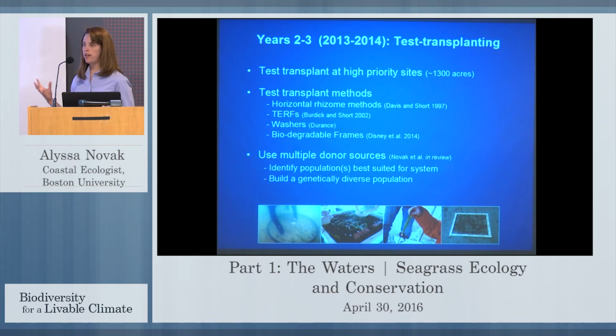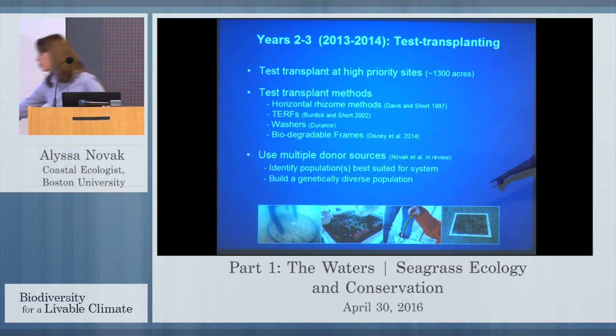Before putting in 3 acres or 5 acres, you would just want to take a few plants in a number of different locations and see whether or not they survive. So we started test transplanting at 24 sites within those 1,300 acres, and we used a variety of different methods. We used something called the horizontal rhizome method, which is pretty much similar to gardening. You dig a hole, you take 2 plants, you stick them in. We also used the washer method, where you tie plants through a hole in a washer and you disperse them.